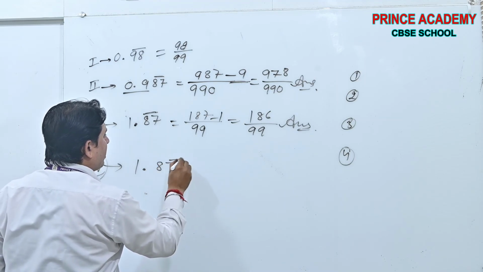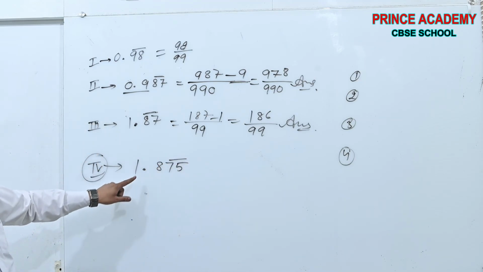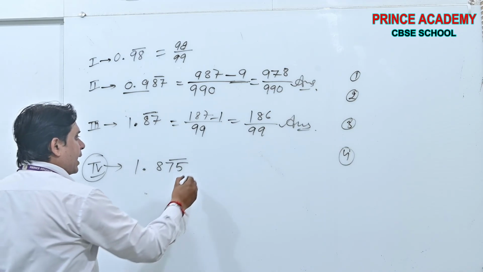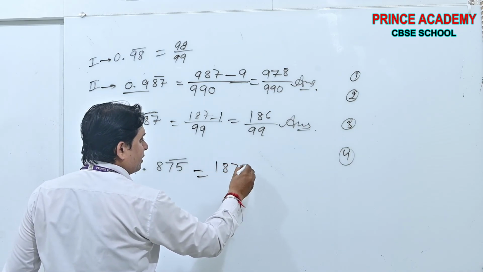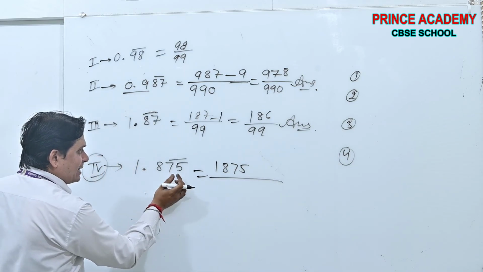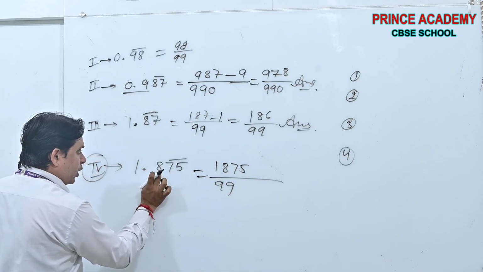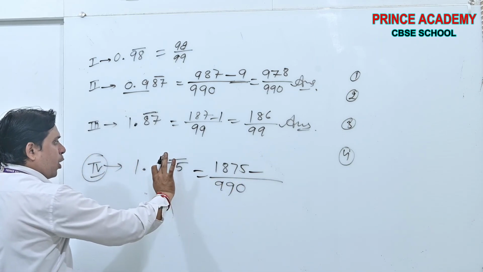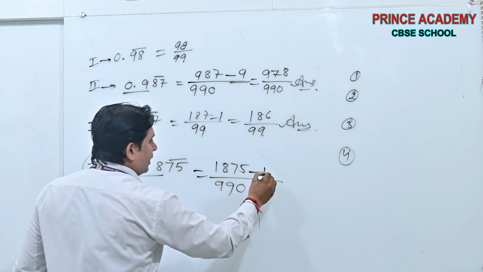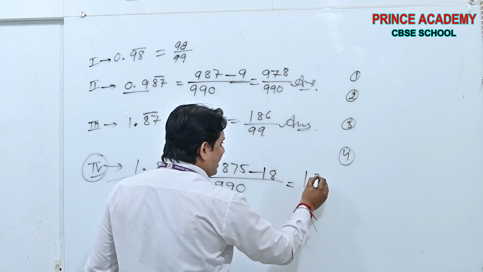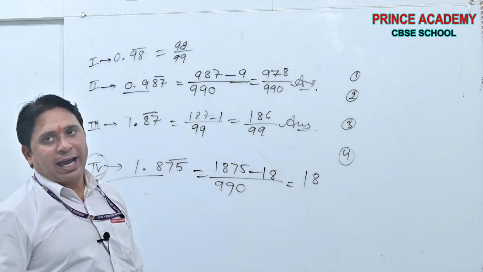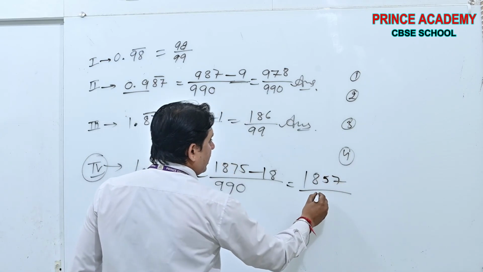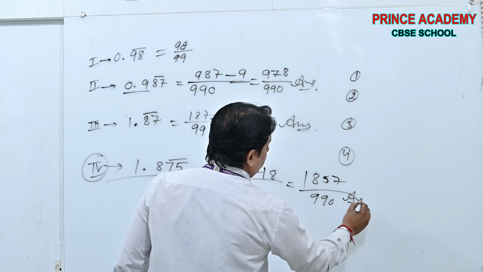And fourth type beta, 1.874 5, whatever it is. Now see, before decimal is something and after decimal something is non-repeating. Write the whole number as it is. Divide by 2 lines, 1 0, 1 non-repeating is 1 0. Minus, before repeating whole portion is 18. What will you get? 1875 minus 18, 57. Divided by 990. This is the answer. Okay, beta.